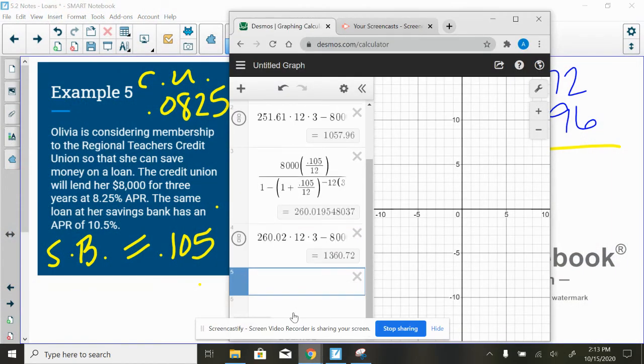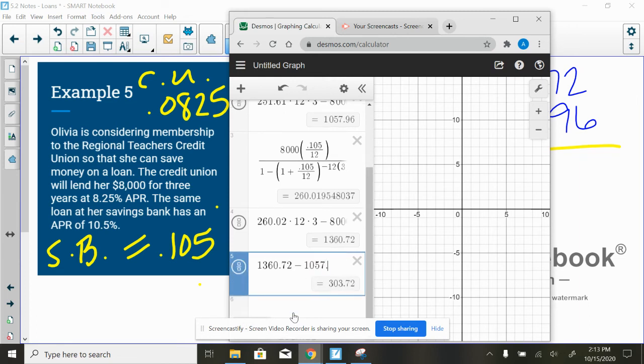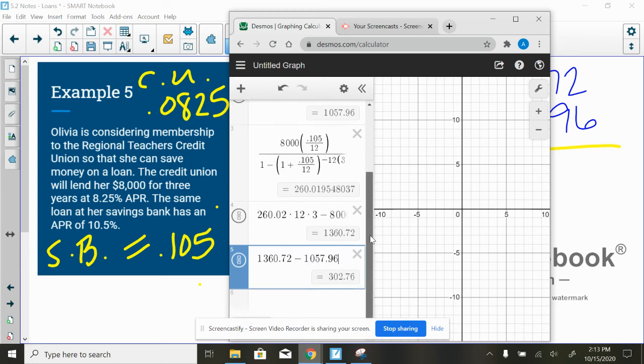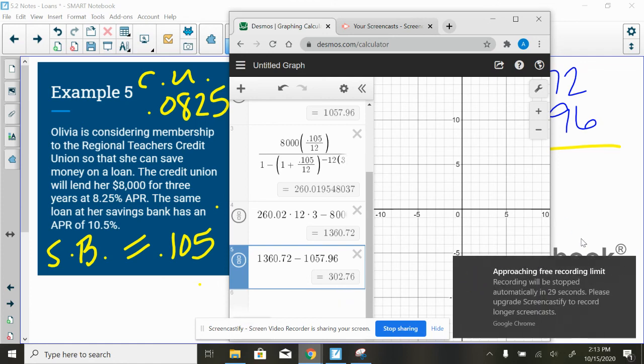So since I have these both in my calculator, I'm going to just retype them out. $1,360.72 minus $1,057.96. So I didn't show you all the work or how I wrote it down, but you guys should still be showing all of that good stuff. I just wanted to keep this video manageable time-wise. So when she switches and gets that lower interest rate, she's going to save $302.76.